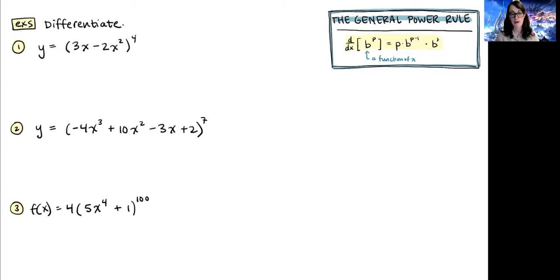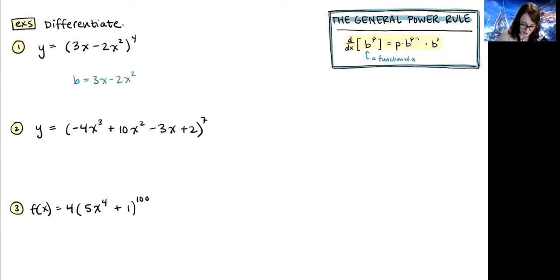And I'm using b here again for base because it's what is raised to the power. So the key thing in using the general power rule is recognizing what is the base. The power is generally pretty straightforward. And when you can recognize the base and find its derivative, then you're pretty much good to go with using the general power rule. So in example 1, we've got y equals 3x minus 2x squared, all raised to the 4th power. So the base here is, of course, 3x minus 2x squared.